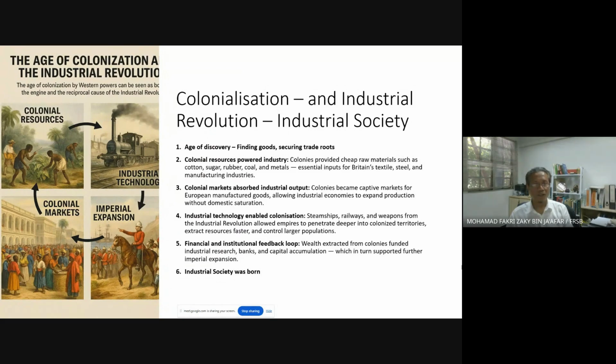Okay, so the industrial technology really enabled colonization. Steamships, railways, and weapons from the Industrial Revolution allowed empires to penetrate deeper into the colonized territories, extract resources faster, and control larger populations. At the same time, financial organizations started to crystallize into what we call today financial institutions, banks, capital accumulation, and this leads to the joint stock companies that gave rise to modern corporations and modern capitalism. So we could see that through this evolution of society, the industrial society was born.